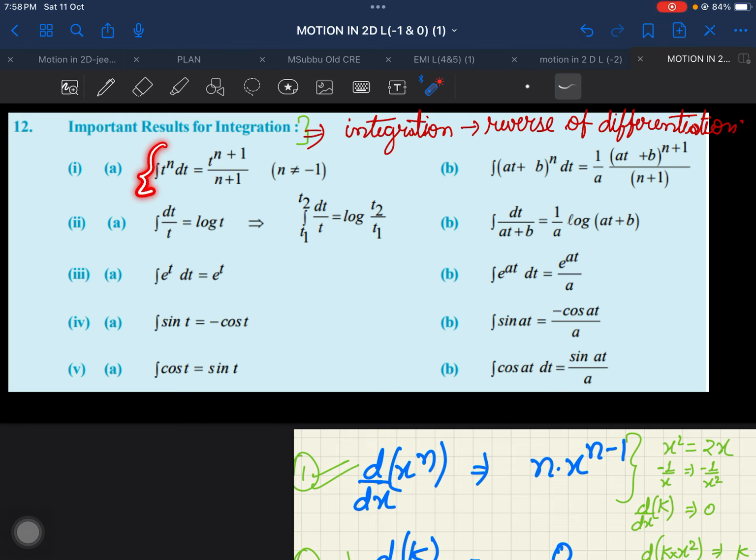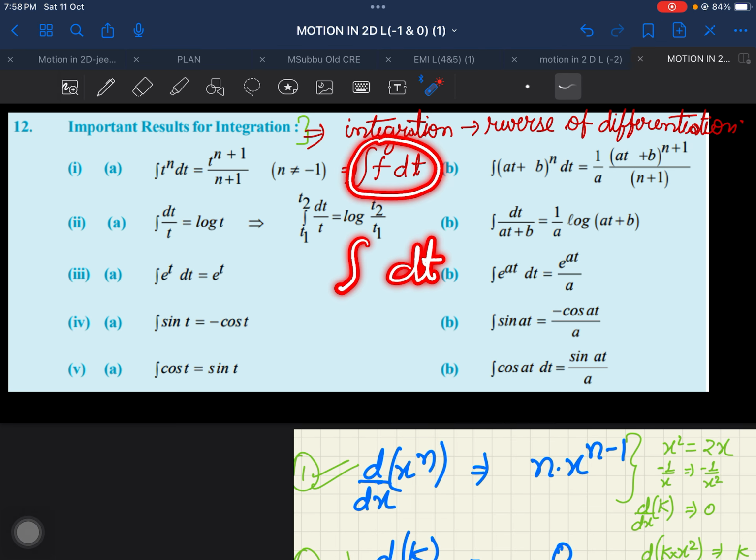Suppose you have to integrate a function, and integration is again an operator. What is the sign of this operator? The integration sign is simply this sign, and dt with some function. So this operator with dt is the sign of integration. This complete expression means that we are integrating this function f.